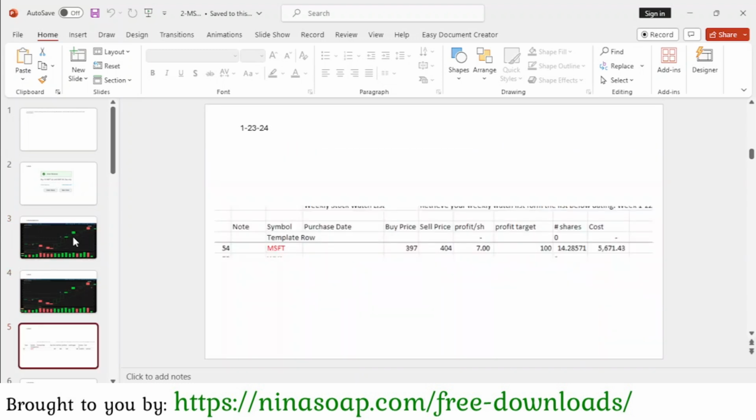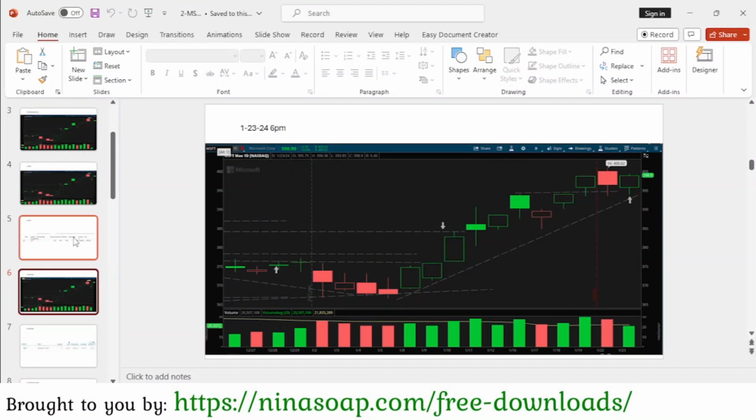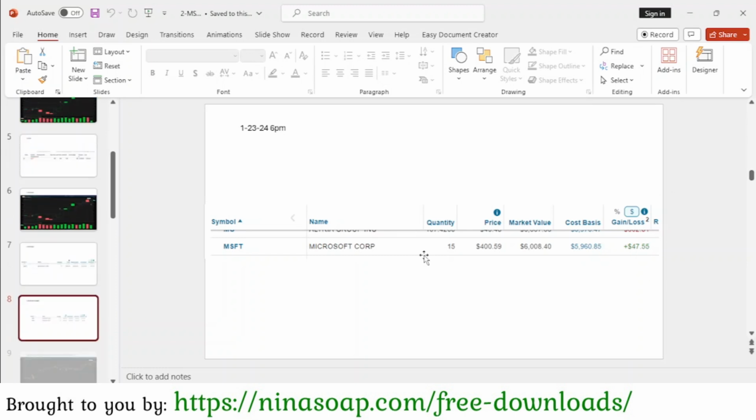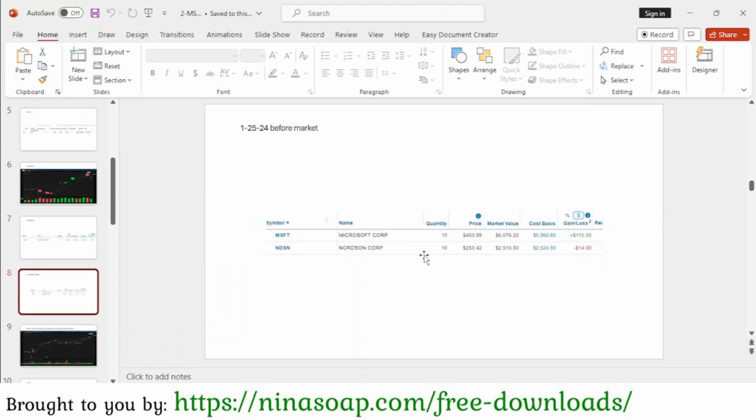And we are thinking about 14 shares. It was after market close. Okay, it was $47 profit that day. And the second day, before market open, there was some transaction before market open. It was $100 profit.